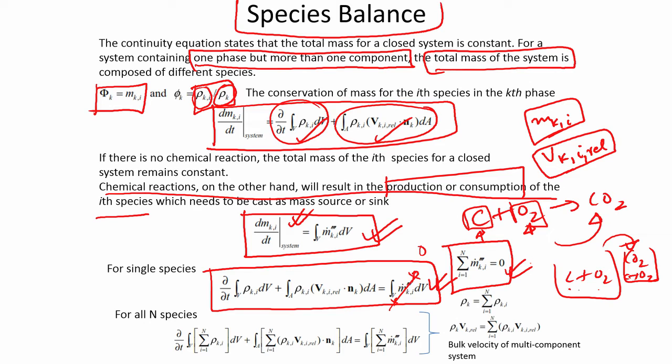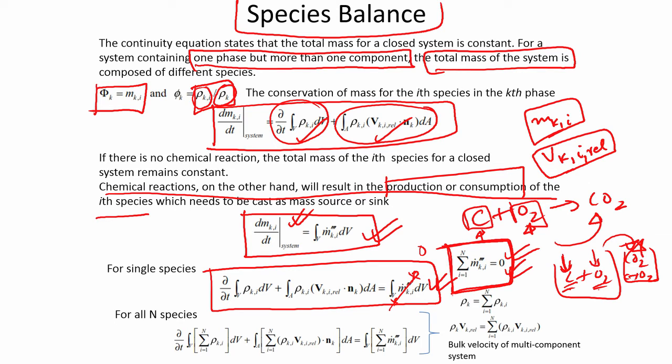So say for example here, the concentration or mass of C and the mass of O2 may be coming down, but the mass of CO2 actually increases, correct. The mass of CO2 increases, the mass of C and O2 actually drops. So here what we can see is that the total rate of production or consumption of mass is basically 0.